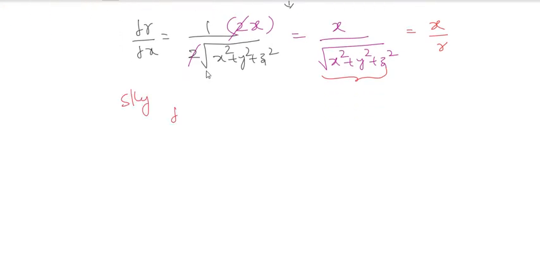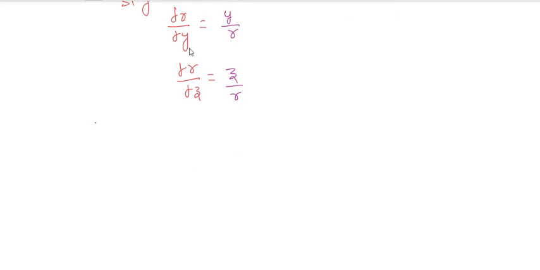Similarly you can go for dou r by dou y and dou r by dou z. Same case: this is x by r, this is y by r, and this is z by r. Am I correct or not? That's it, simple strategy. So now just apply del r. They are asking del r. So del r is equal to dou r by dou x into i bar, that is x by r into i bar plus y by r into j bar plus z by r into k bar. Am I correct or not? So now this will be what?